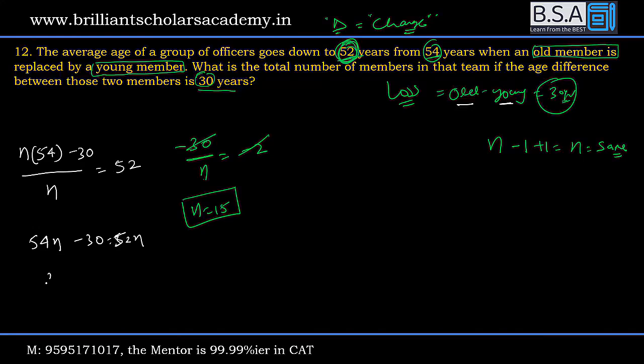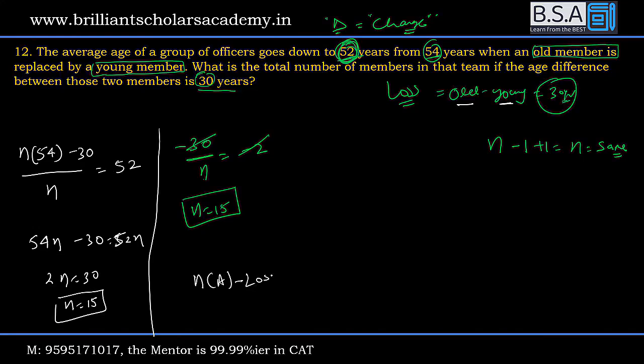If I rearrange, 2n is equal to 30, n is equal to 50. You'll have the exact same answer. Left hand side is the standard approach. What have we done? We have multiplied n with the average. It gives us total minus the loss in the age, upon total members, is equal to the new average.